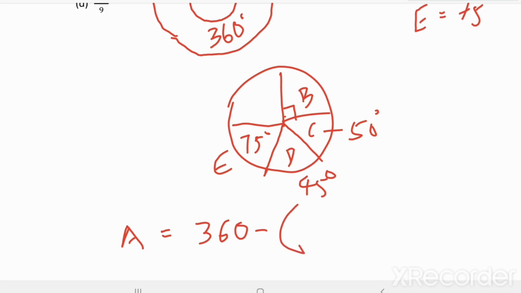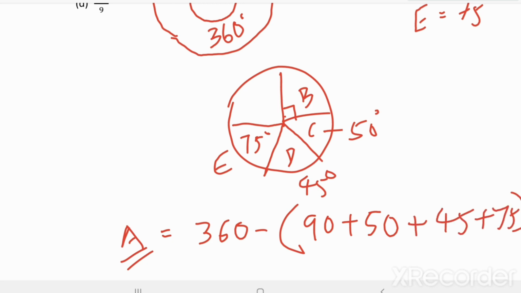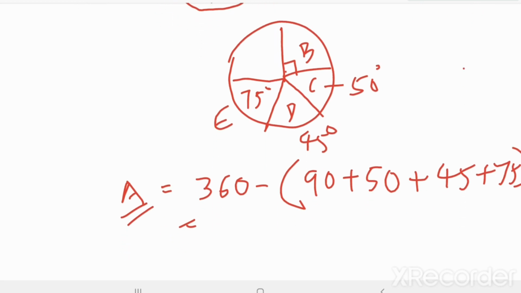Then we know total included angle around the circle equal to 360 degree. Then reducing all other angles B, C, D and E, we get the angle of sector A. That is 90 plus 50 plus 45 plus 75. This we get 360 minus 260 equal to 100.